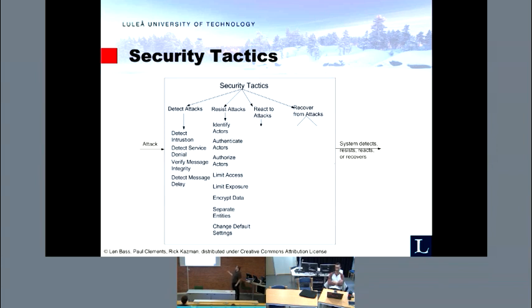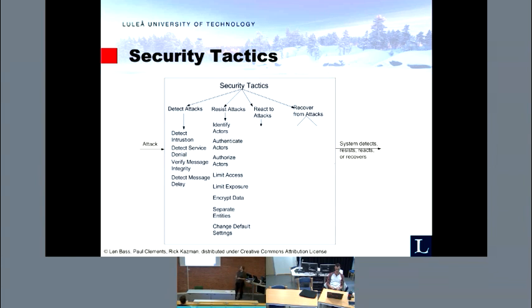Just to go through them very quickly, some of these are very basic. So identify which people are actually allowed to have access to certain things and make sure that nobody else is going to have access. Make sure that those people can be authenticated properly and that they stay authenticated using the appropriate technology, so that they can be authorized.